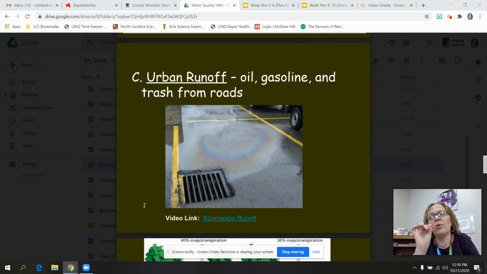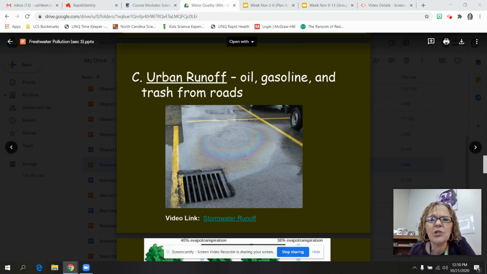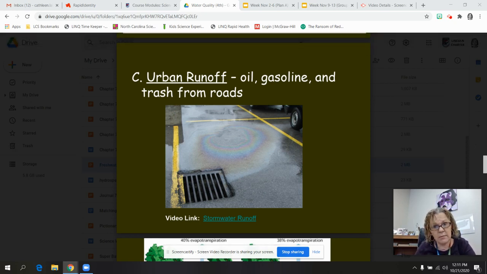Urban runoff, the word urban is just relative to a city. So urban runoff has sometimes very high levels of oil, gasoline, trash, things like that. Now that rainbow looks so pretty. Well, that's an oil slick. Okay, so it isn't that pretty, or it's a gasoline spill. And when the water hits it, it just looks like a pretty rainbow, but all of that is actually going into that storm drain, which again is dumping right into the lake.